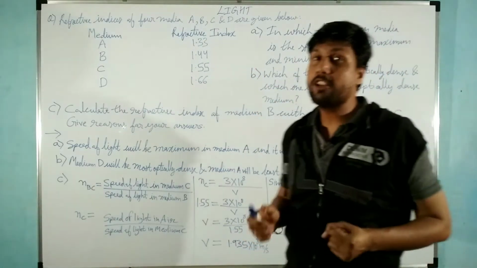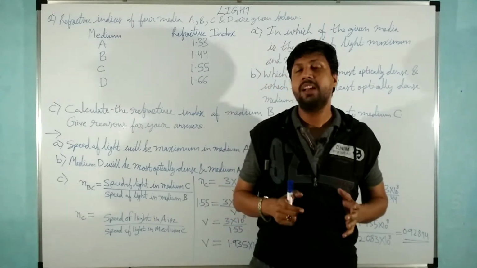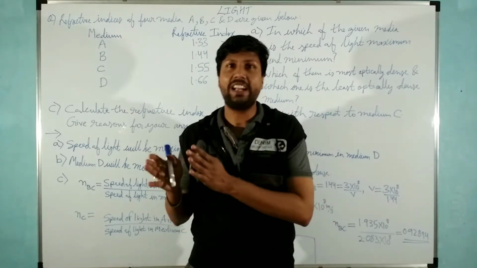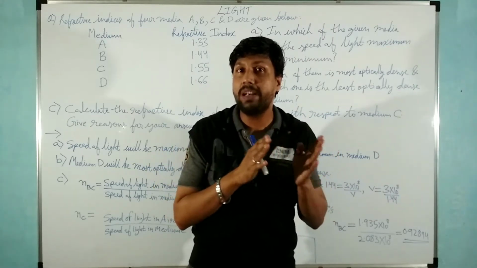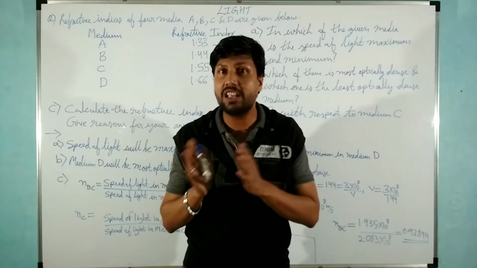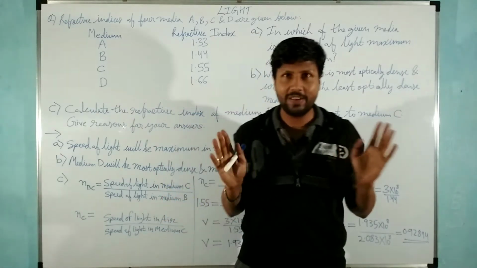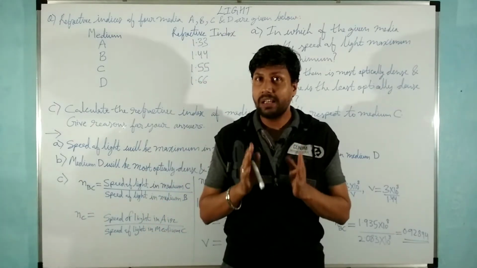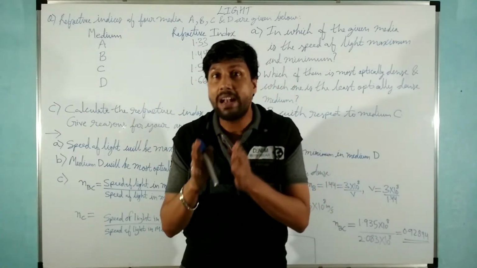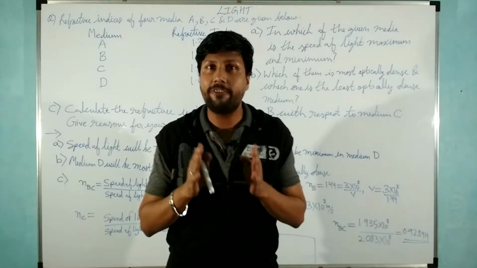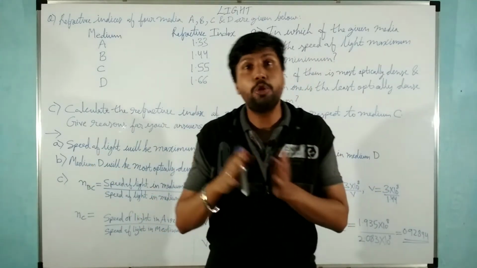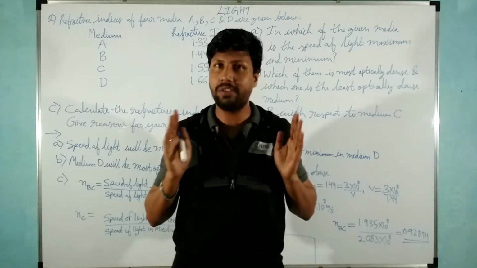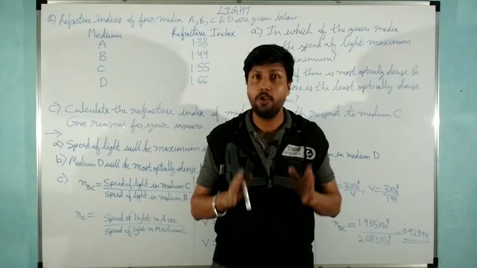Now let me tell you what is refractive index. Dear friends, this is the extent of bending of light while traveling from one transparent medium to another transparent medium due to change in optical density. What did I say? Refractive index is the extent or amount of bending of a light ray while traveling from one transparent medium to another transparent medium which has a difference in optical density. That's what refractive index is.